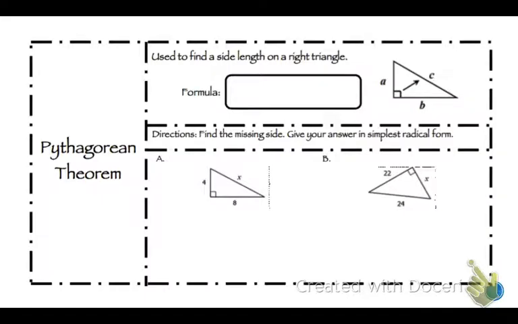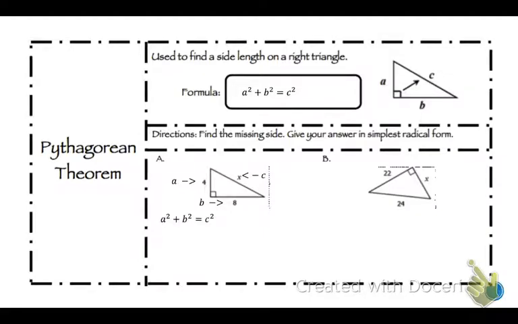Pythagorean theorem, we've done this before. I'm going to just go through it fast. The formula is a squared plus b squared equals c squared. A and B are your sides, C is the hypotenuse. Let's use that to find x in example A. A is 4, B is 8, C is x. And you could switch A and B if you wanted to.